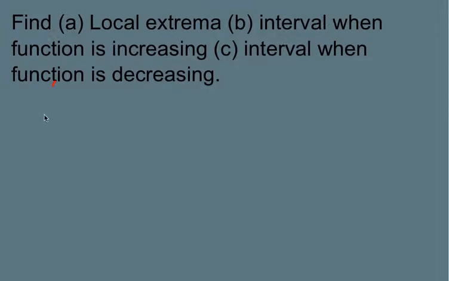Intervals when the function's increasing and decreasing. So the example we're going to look at is g of x is equal to x squared minus x minus 12. If we want to find local extrema, we know we need to find critical points. So to find critical points, I'm going to take the first derivative. The first derivative is going to give me 2x minus 1.